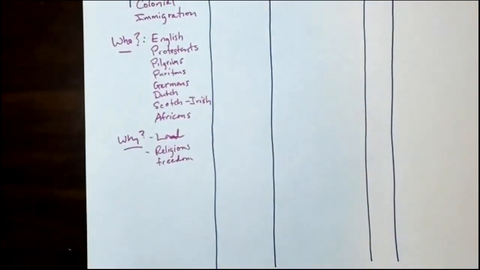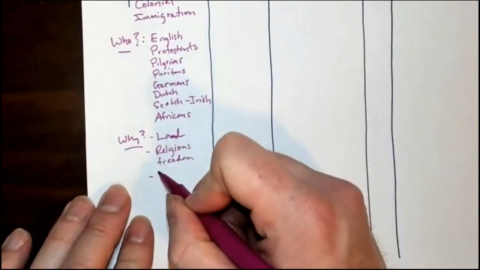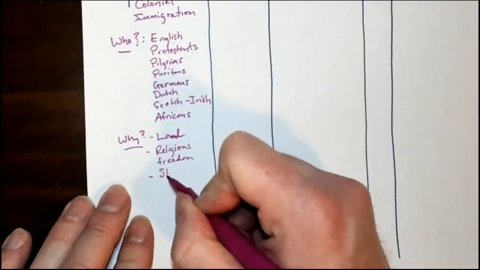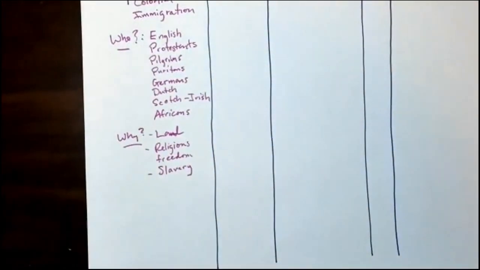But there also is, like in the case of Africans, the fact that they're being forced. So some of this is a forced immigration in the form of slavery. Okay, and so the people that are coming here are not always coming because they choose to.